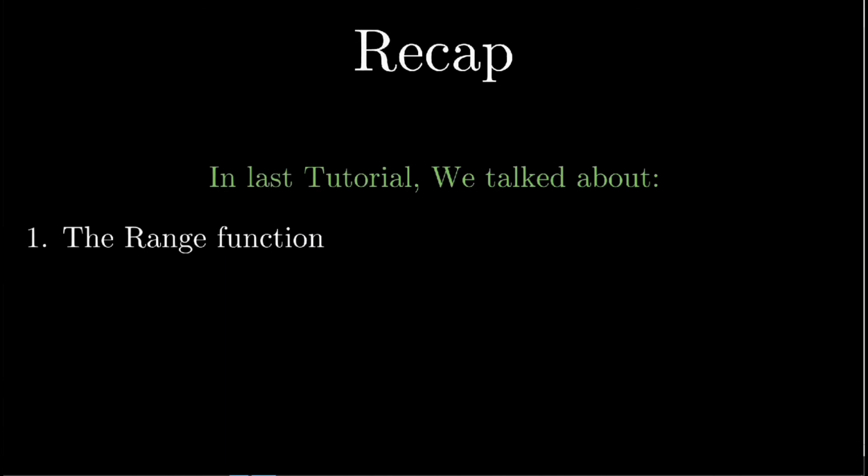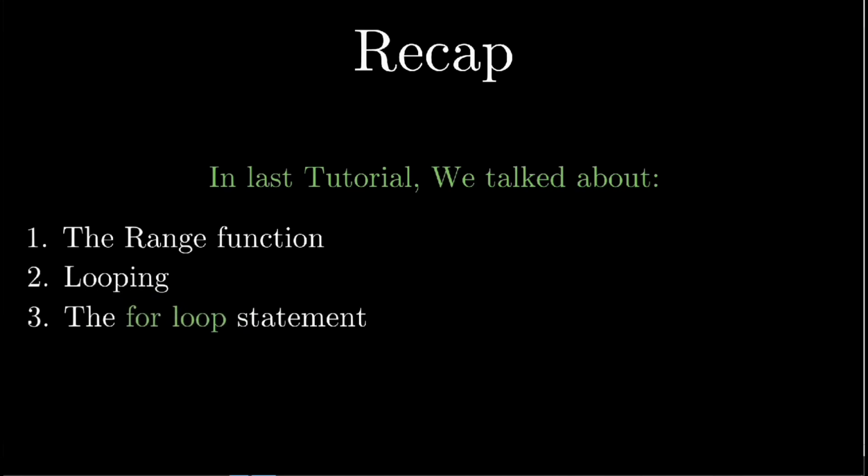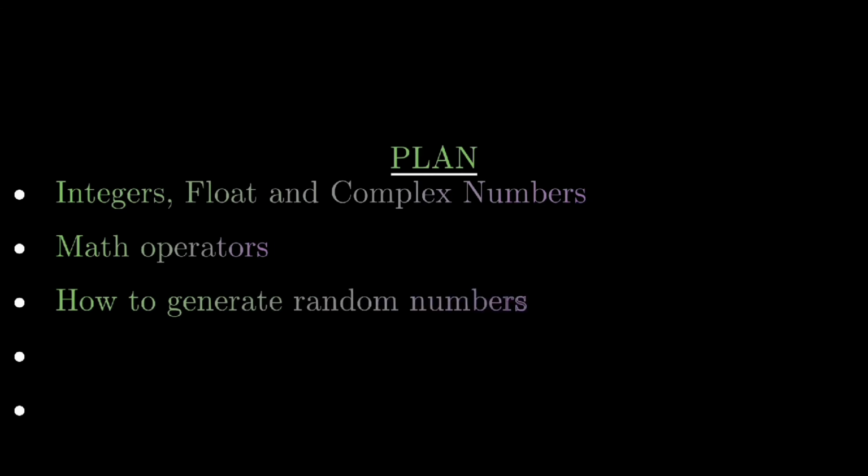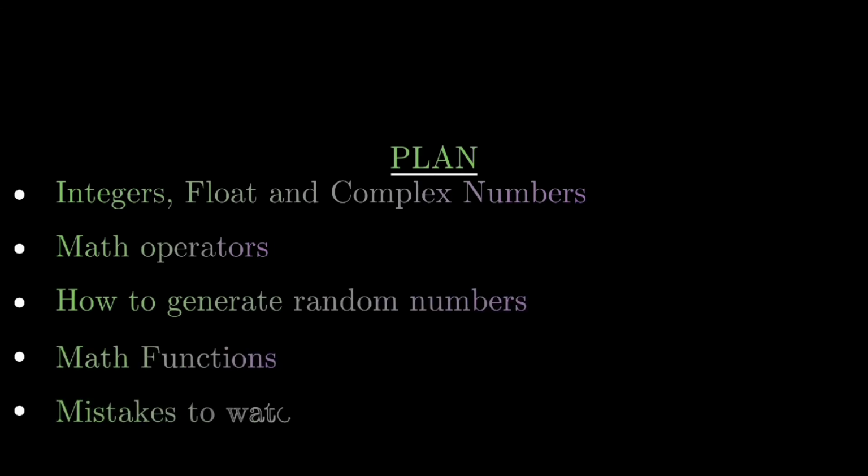In the last tutorial, we talked about the range function, looping, the for statement, and I gave a practice question. In this tutorial, we're going to talk about numbers in Python generally. Under it, we're going to talk about the integers, float, and the complex numbers. We are going to talk about the math operators, how to generate random numbers, the math functions, and the errors to watch out for as usual.